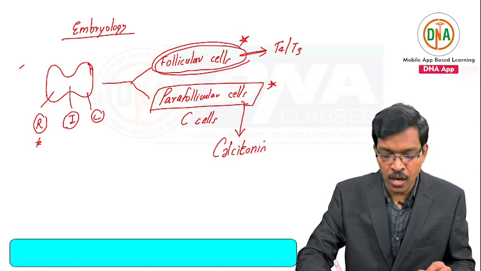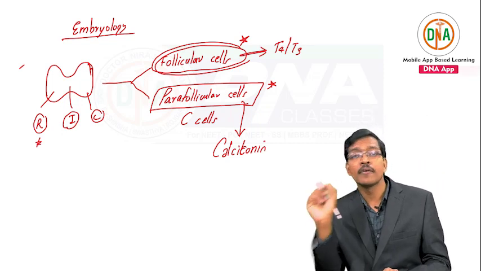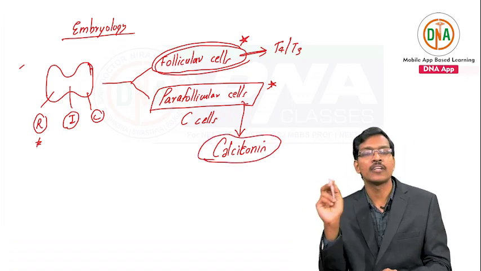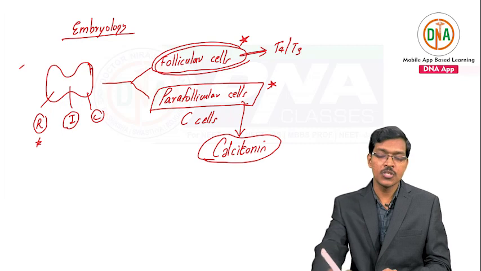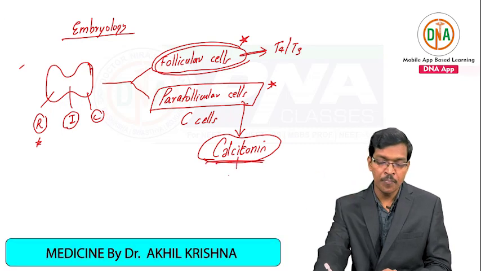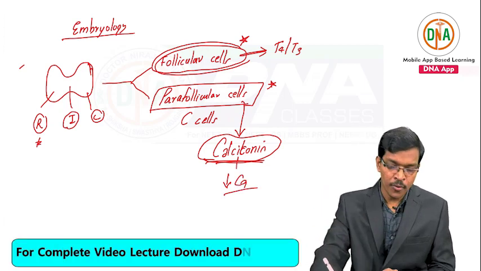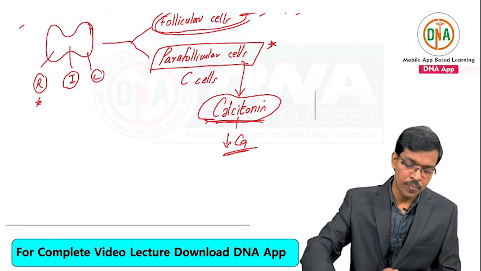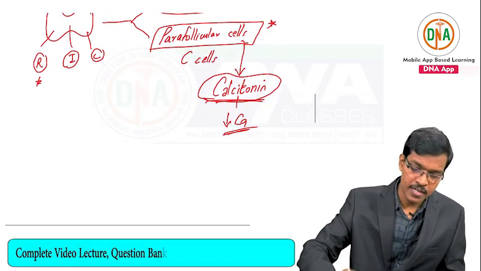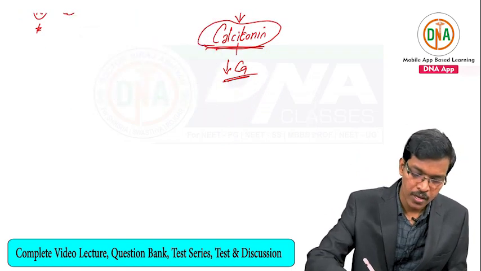Calcitonin we discussed along with parathyroid because it was one of the hypocalcemic hormones. It is a hormone which is concerned with reducing the blood calcium level. So we discussed calcitonin along with treatment of hypercalcemia. It is one of the hypocalcemic hormones. Fine. So that's the importance of C cells. From the embryological point of view, we will see what is the importance. Fine. So first we will start with how the thyroid gland's development starts.